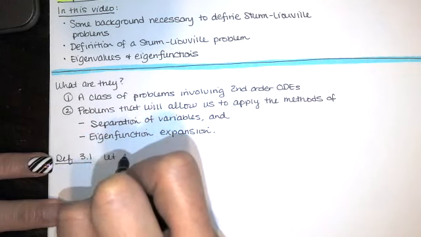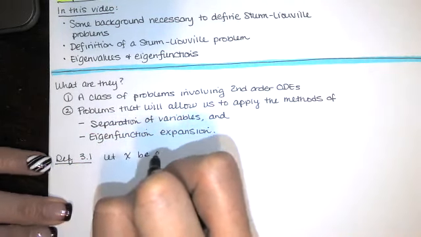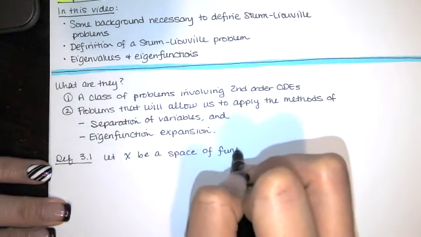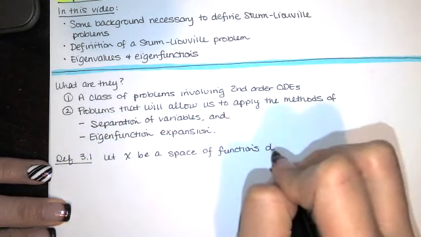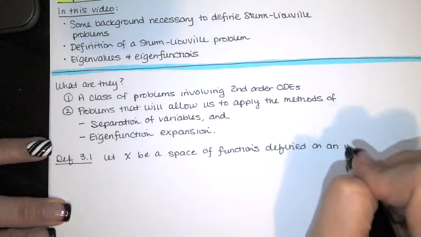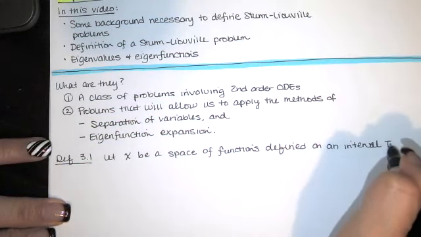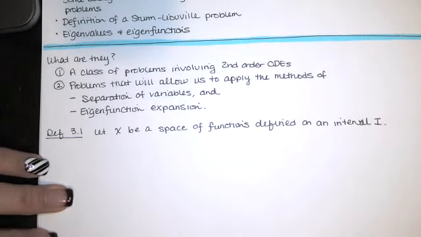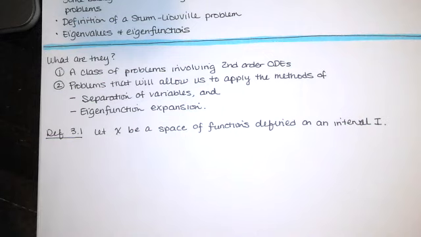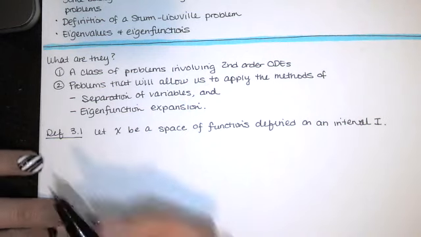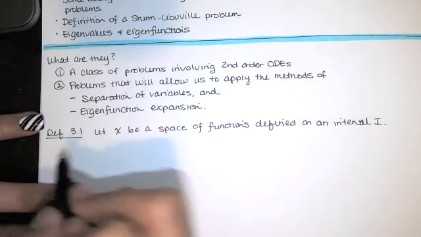We want to let chi be a space of functions defined on an interval I. And whenever we say I, when we discuss Sturm-Liouville problems, that could be an open interval, it could be a closed interval, it can go from negative infinity to infinity, it can go from a constant to infinity or from negative infinity to a constant. It's just some interval on the real line. And this is the Greek letter chi.